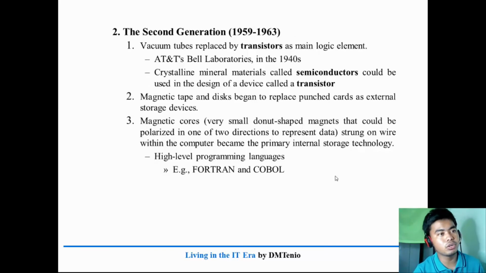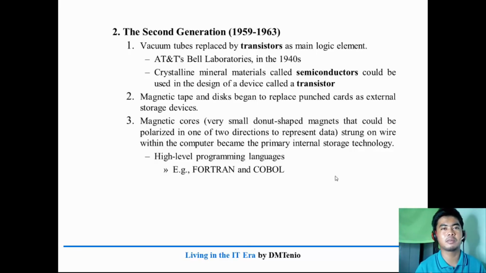Then we have the second generation, the transistors. First generation, vacuum tube. Then the second generation is the transistor, in 1959 to 1963. Vacuum tubes were replaced by transistors as the main logic element. AT&T's Bell Laboratories in the 1940s found that a crystalline mineral material called semiconductors could be used in the design of a device called a transistor. Magnetic tape and disk began to replace punch cards as external storage devices.